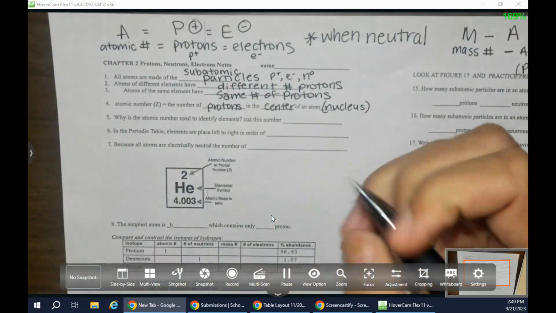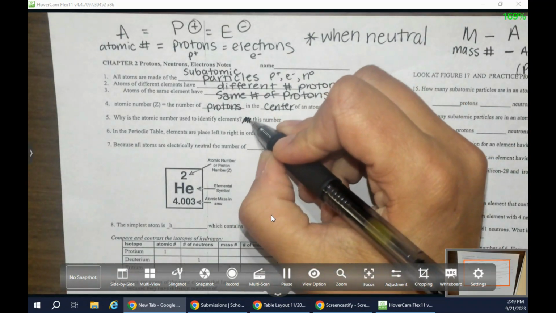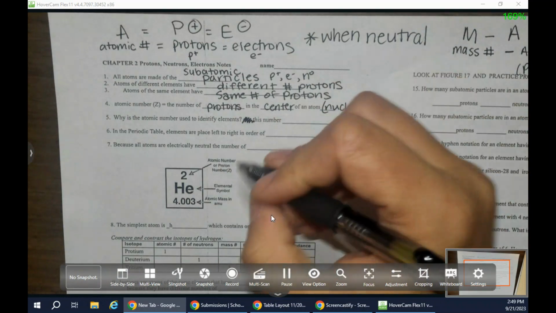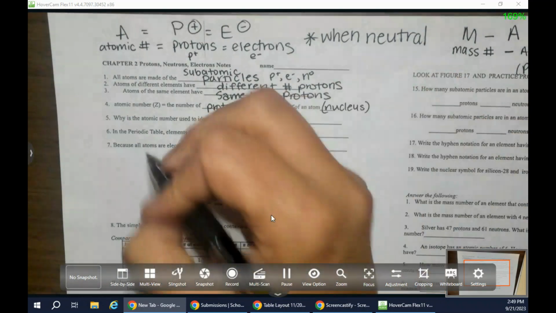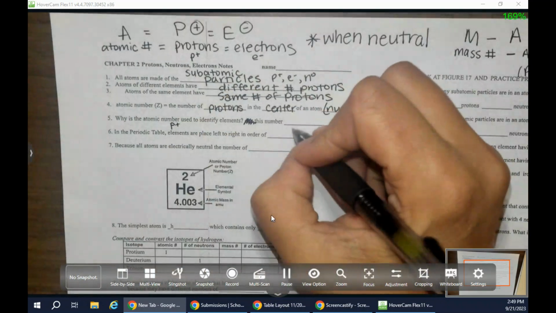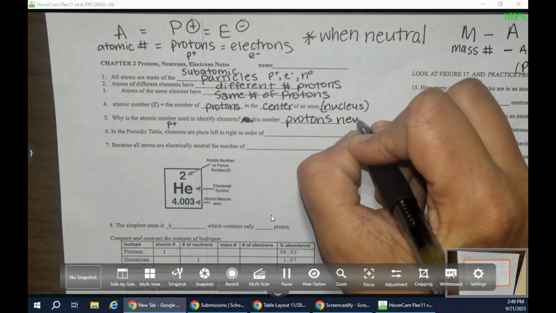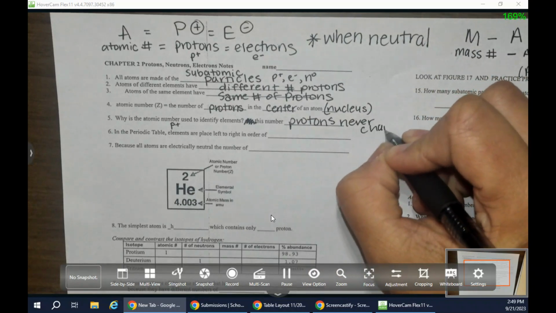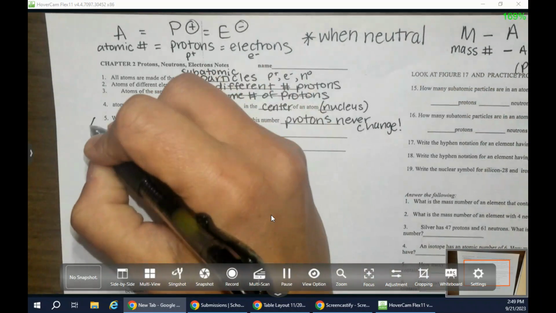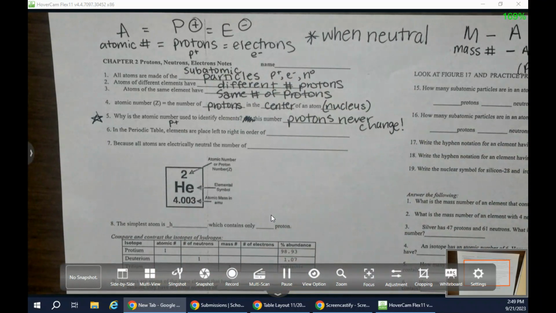Why is the atomic number used to identify elements? Like my grammar there was great. So why is the atomic number used for that? Well, because the atomic number is protons, and protons never change. And that right there is a key statement. That is a big thing that you can hold on to for the whole year. I always like to ask that. Protons never change. They define who we're talking about.